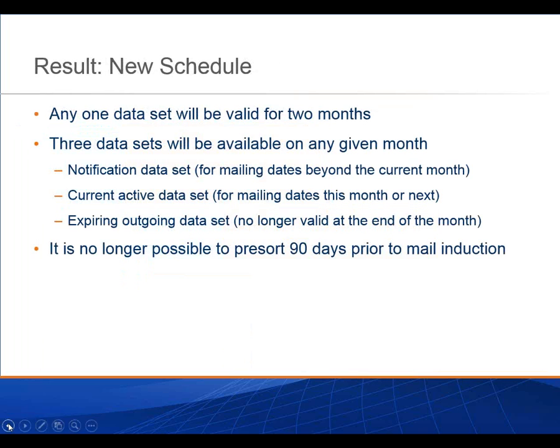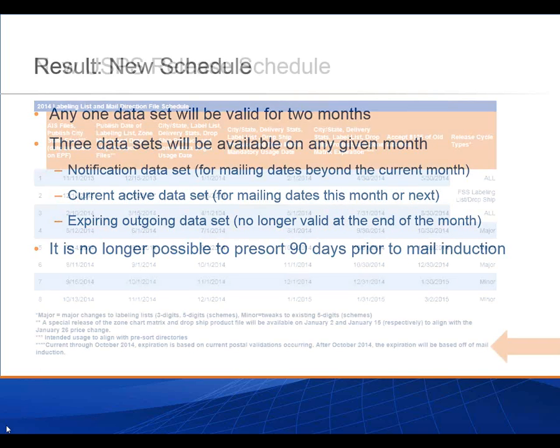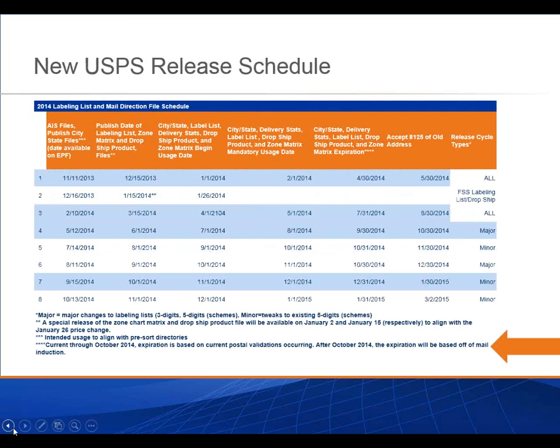Find it. All right. So row number 6. If we look at it, we are talking about October data. October data is going to get published on the 1st of September. You can begin using it in October, and it's good for the months of October and November.